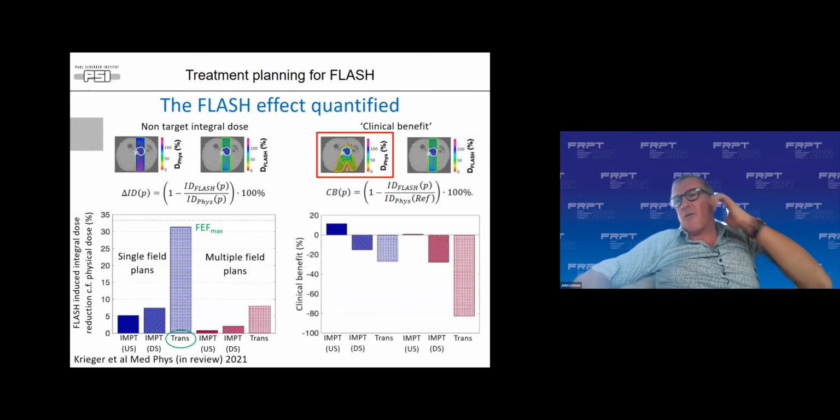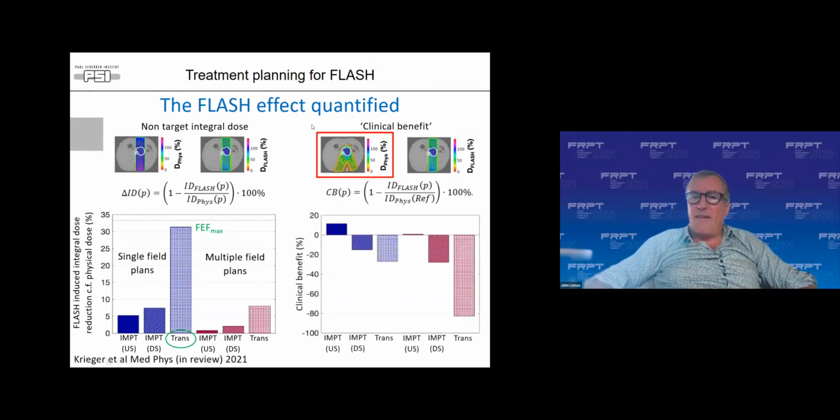And now the results look quite different. So now if any of these bars is below 0, negative, we're showing that the plan is worse than our clinical standard. So if we look at the single field plans, there's only one plan where potentially flash, at least in this model, would give an advantage. And that's the pencil beam scanning with upstream modulation, which is odd because that actually has the worst flash effect.